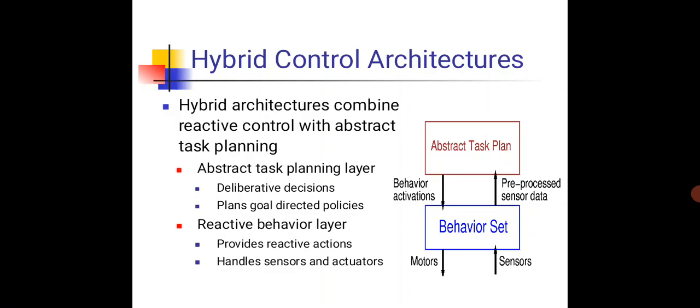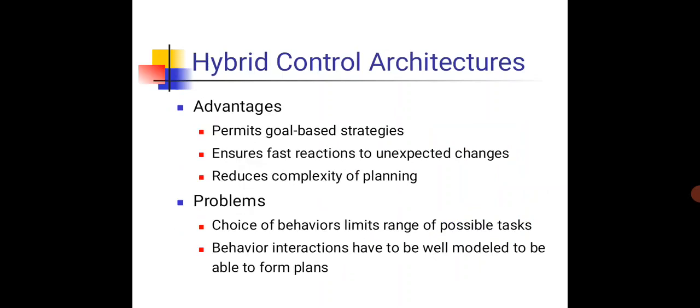This task planning will tell you about the deliberative decisions. It will plan the goal-directed policies. As for the reactive behavior layer, it will provide reactive actions. It will handle the sensors and actuators. So you can see here in the behavior set, you have the motors and sensors, and in the abstract task, you have all the behavior activations. And similarly, this also has its own advantages and problems.